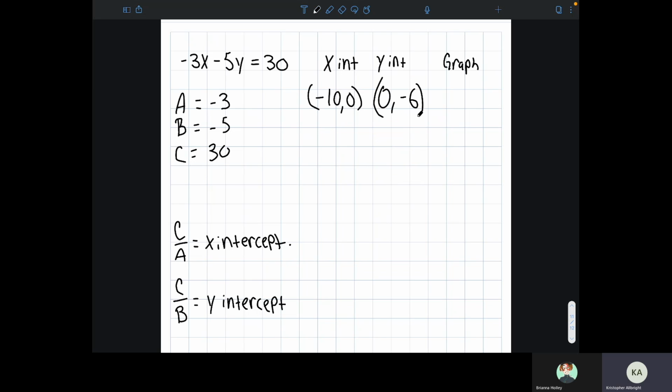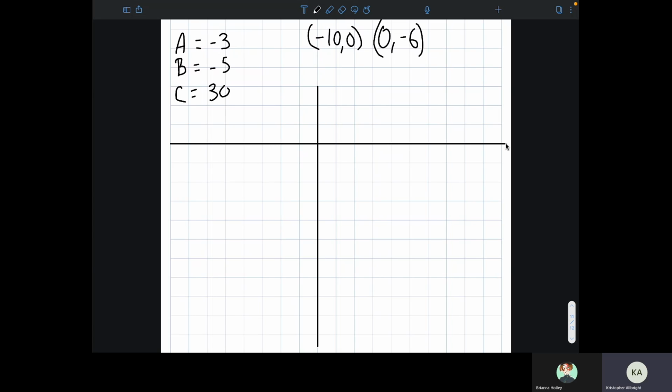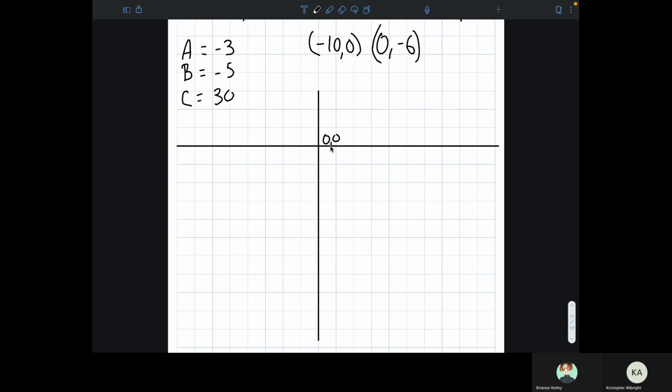So now we need to graph it. So I'm going to erase these guys. And now we are going to graph. Okay, so if this is 0, 0, then we need to put these 2 points on the graph. So we're going to count over 10. 1, 2, 3, 4, 5, 6, 7, 8. So it doesn't look like we can do that. So we're going to count by 2s instead of just counting by 1s. It'll look the same. It'll just fit. 2, 4, 6, 8, 10.